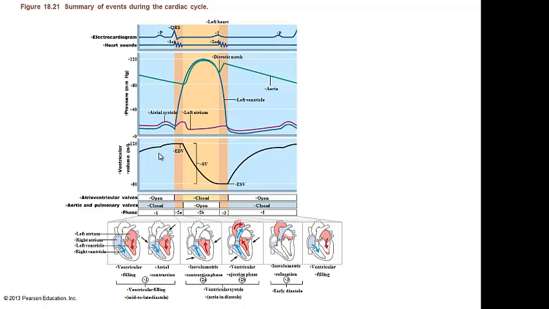Well, this one's going to help you understand all the events that are going on. This is a diagram entitled Summary of Events During a Cardiac Cycle, on page 680 in your textbook. What the heck is a cardiac cycle?